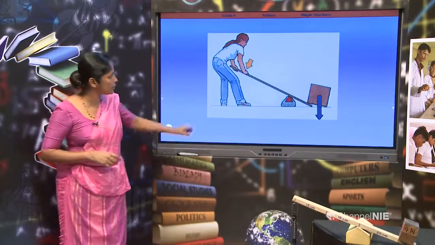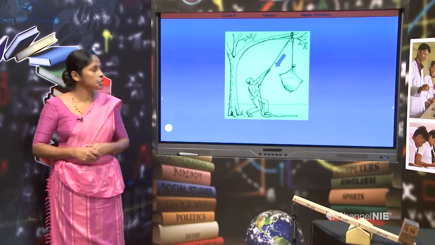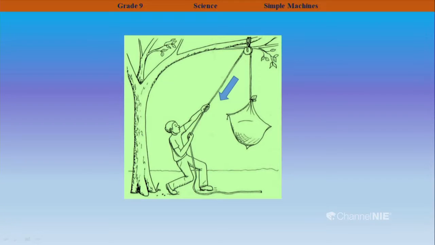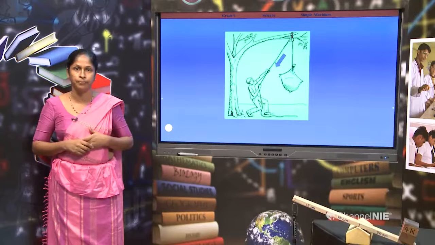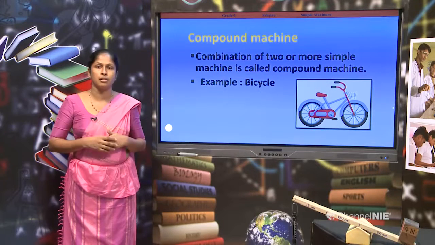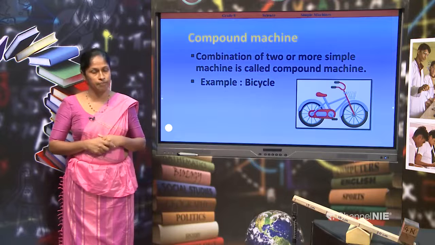Now let us look at the next one. The child is lifting a heavy weight by exerting the force downwards. It is much easier to exert a force downwards than lifting it upwards, exerting the force upwards. This way, the machines make our day-to-day work easier.